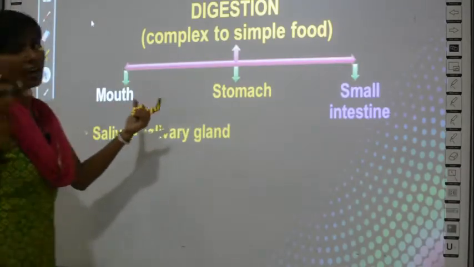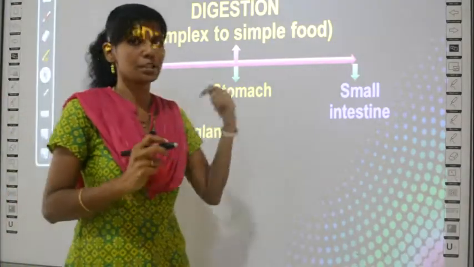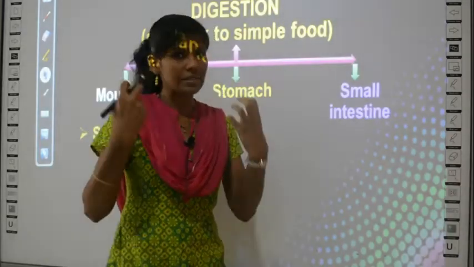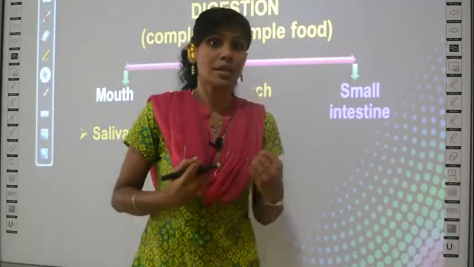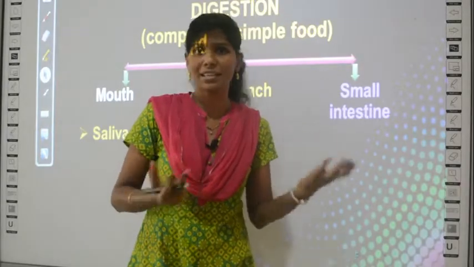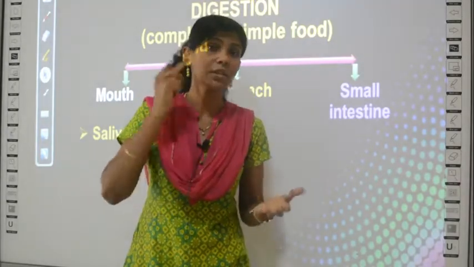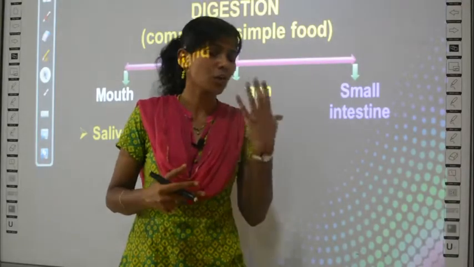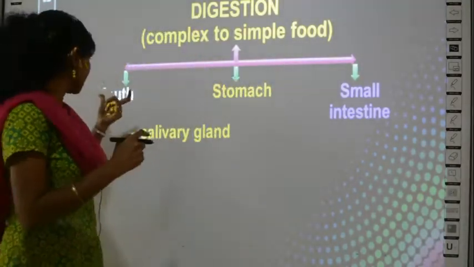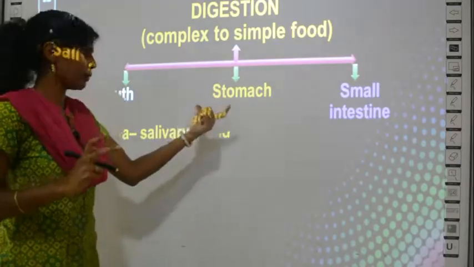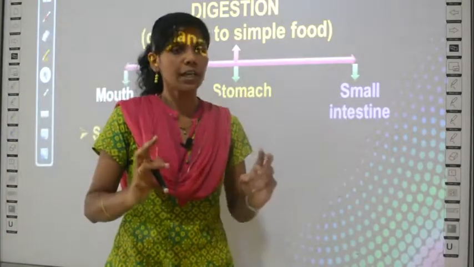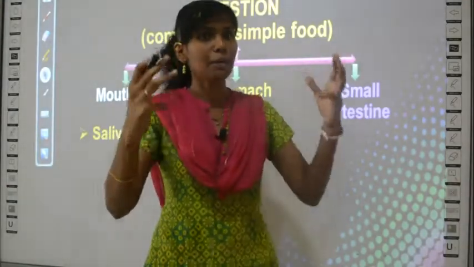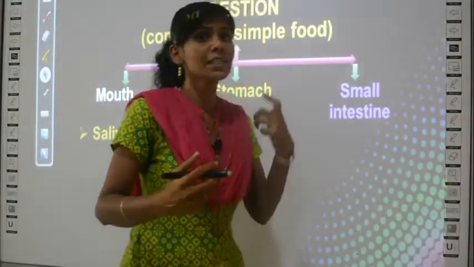There are 3 parts of your body participating in digestion. Okay, what did I tell you? Digestion means some parts of your body have this duty: they break the bigger food substances into smaller food substances. What are those 3 parts? Number 1 is mouth, number 2 is stomach, and number 3 is small intestine. So which parts of your body break the bigger particles into smaller food particles?